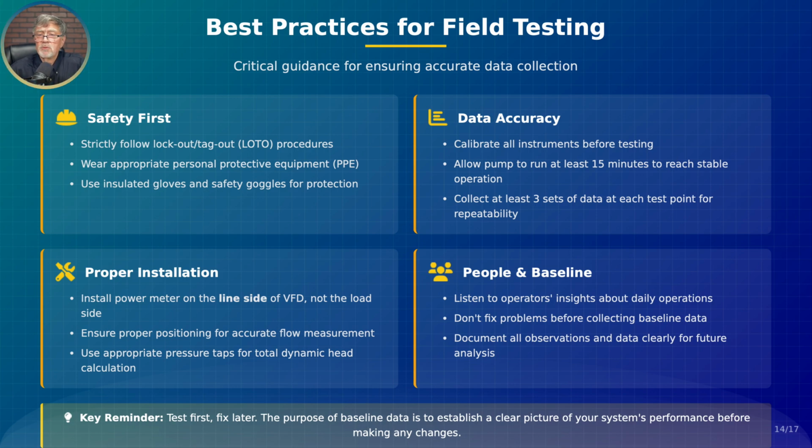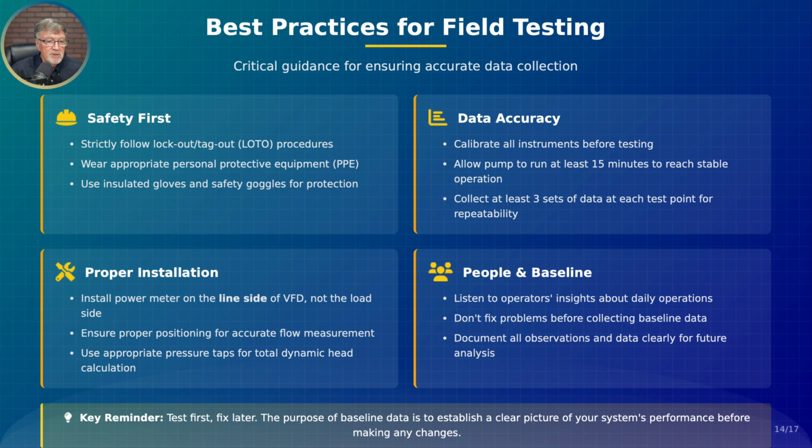You want to allow the pump to run at least 15 minutes before you do the testing for it to reach stable operation. Testing right when it first starts up, you're going to get erratic. You might get peaks and valleys, and that's not going to give you an accurate test. So, running about 15 minutes will allow things to stabilize and allow you to get the most accurate measurements. So, you want to collect at least 3 sets of data at each test point to make sure that they're all within range and repeatable.